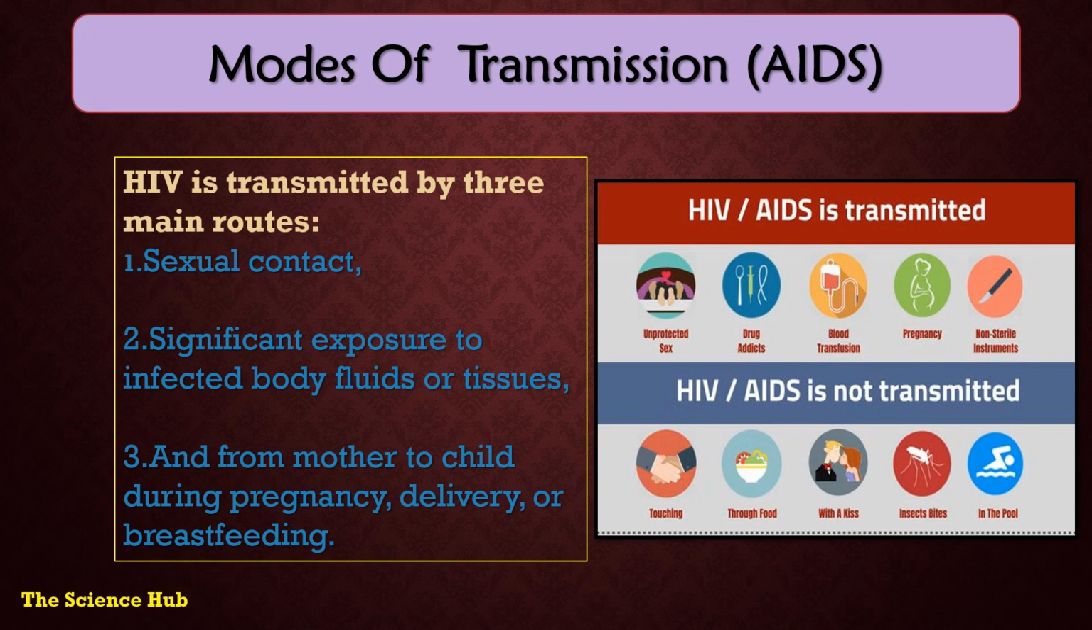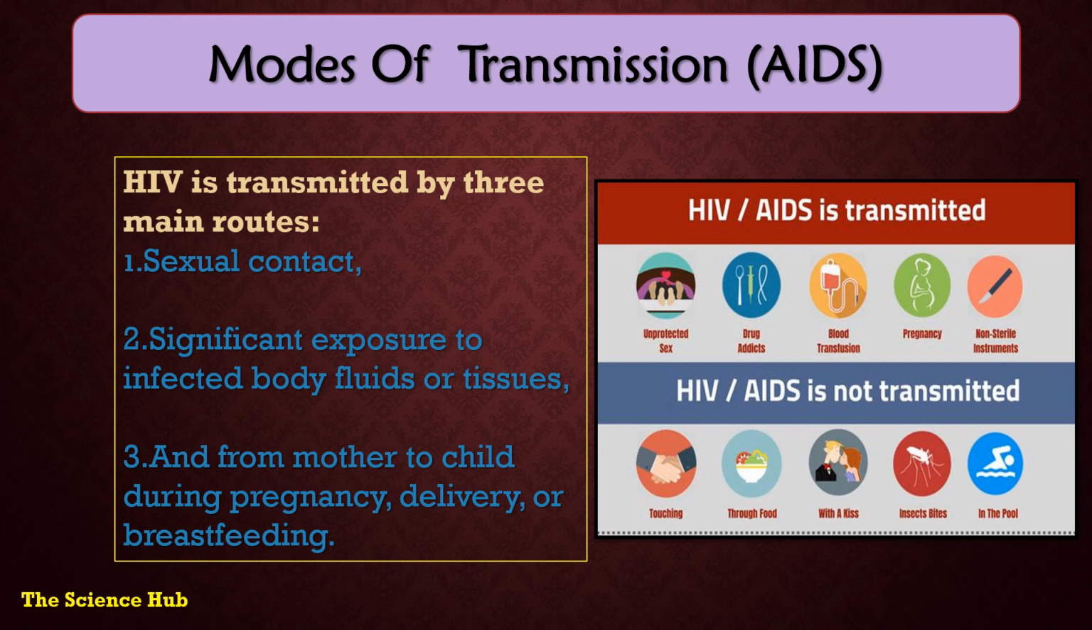Now the modes of transmission of AIDS. HIV is transmitted by three main routes, that is sexual contact, significant exposure to infected body fluids or tissues, and from mother to child during pregnancy, delivery or breastfeeding.